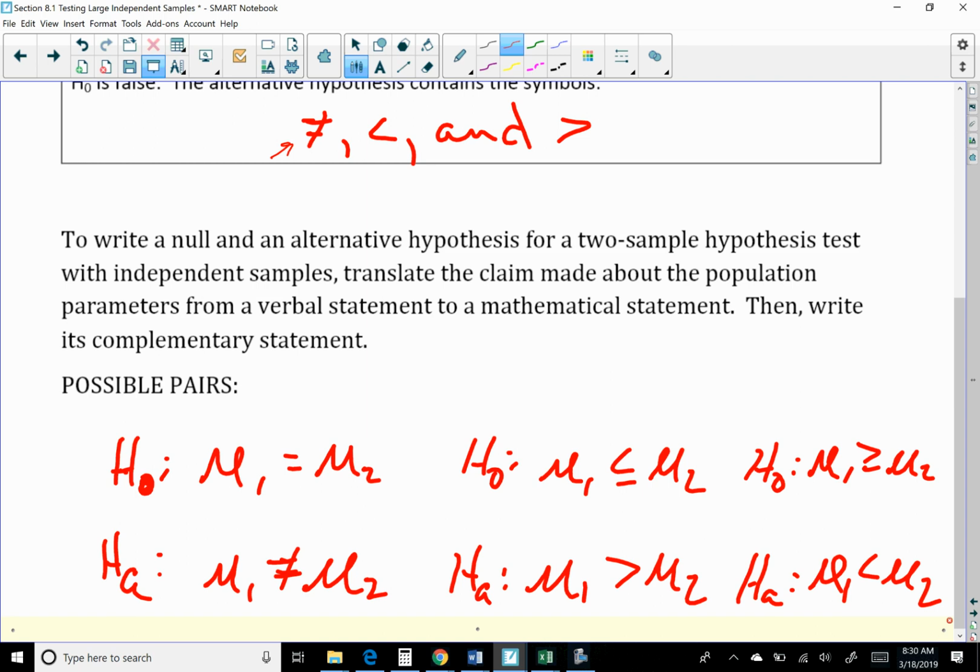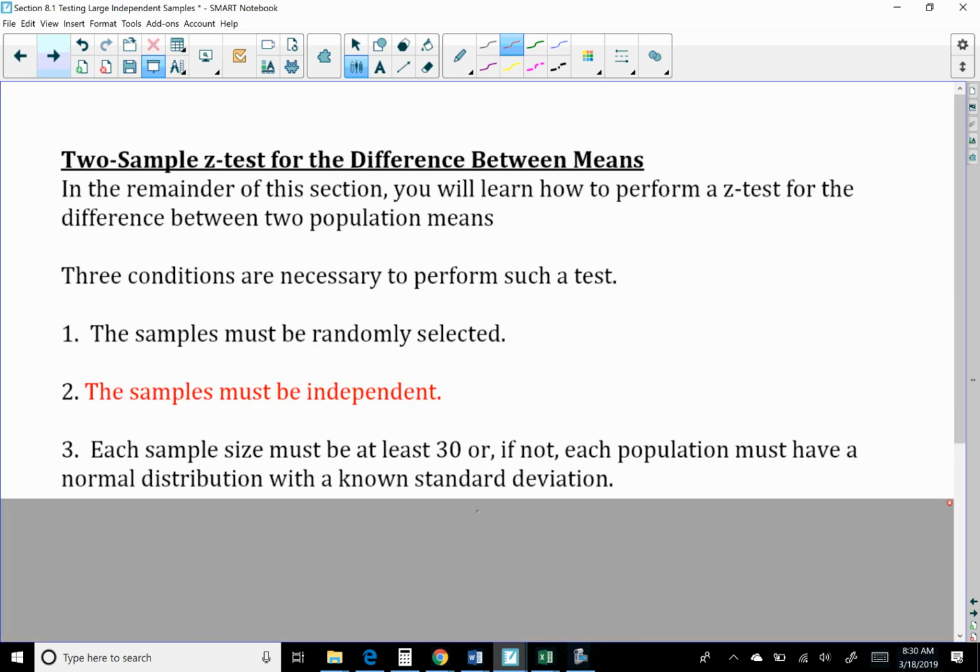Okay, moving on. All right, a two-sample z-test for the difference between means. That's what they call this, a two-sample z-test for the difference between means. In the remainder of this section, you'll learn how to perform a z-test for the difference between two population means. Three conditions are necessary to perform this test.